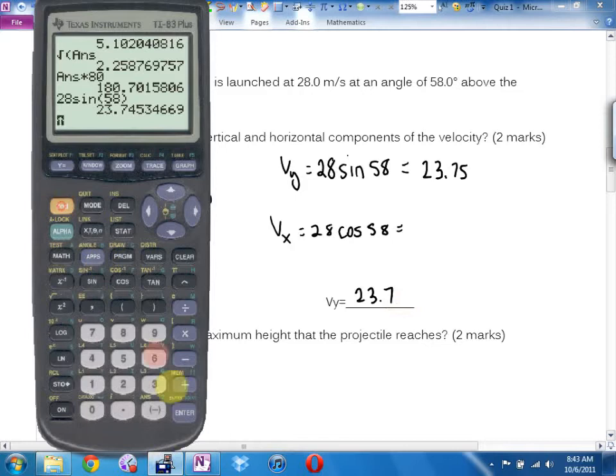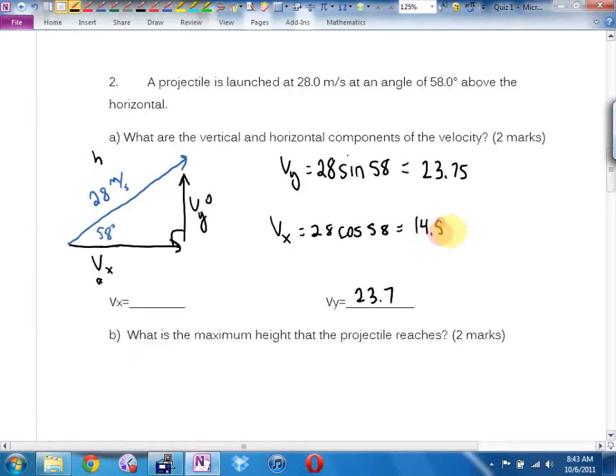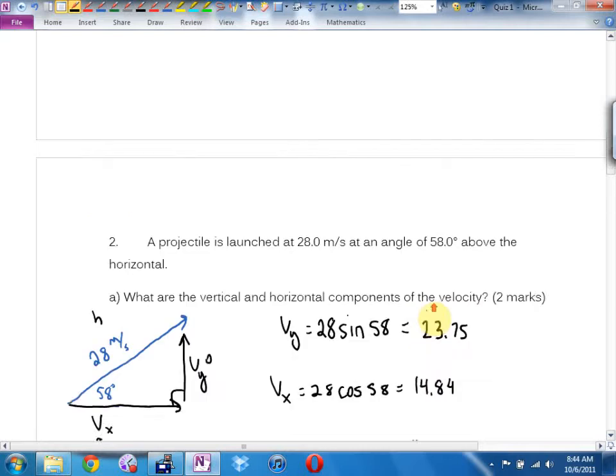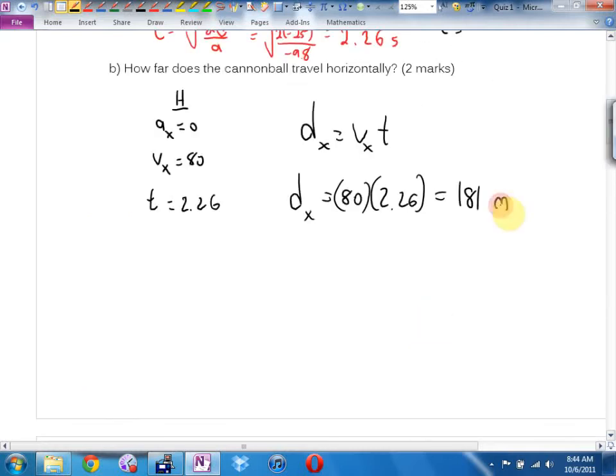And cosine, Vx is going to be 14.84. I'll write that over here as 14.8. That gets you a half mark. If you forgot your units, take a half mark off. Please, in final answers, we must have units. Same with here, by the way. If you miss the units, half mark off.